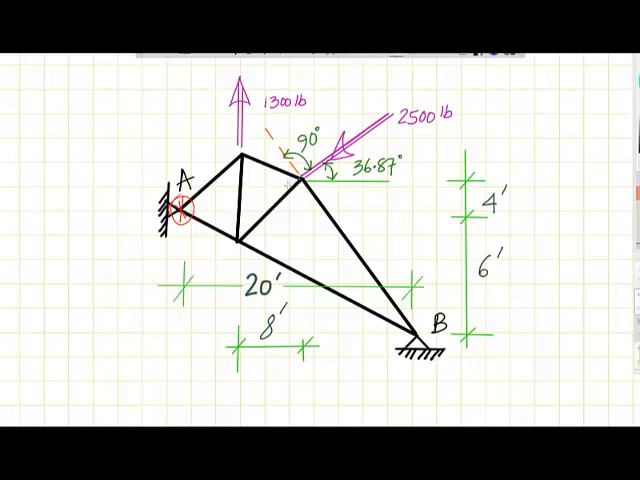Now the force 2,500 is inclined, so we said always step number one is we need to resolve this force. If you look at force 2,500, it is like so. So we need to resolve this force into its x and y components. This is the x component of the force, and this will be the y component of the force.